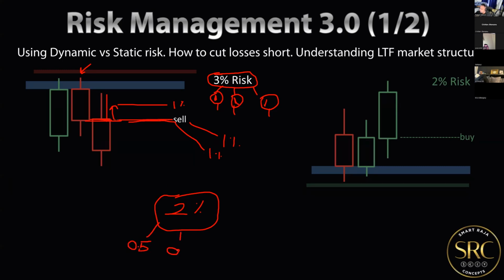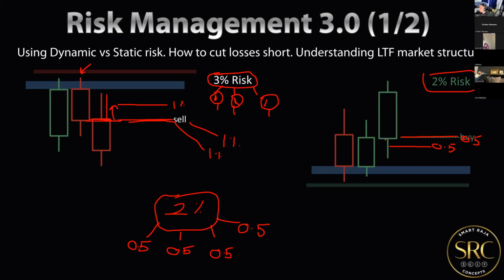0.5, right? 1, 2, 3, 4. Then I'm going to open 4 0.5. So the first buy is going to go right over here, 0.5. Once price starts to retrace, then I'm going to add another one, 0.5. Now that these two are in, my total risk is 2%. I have 2 positions in because I'm using dynamic risk, right?